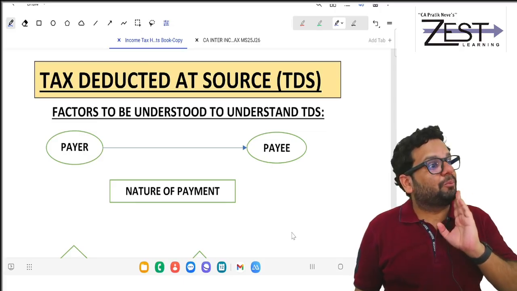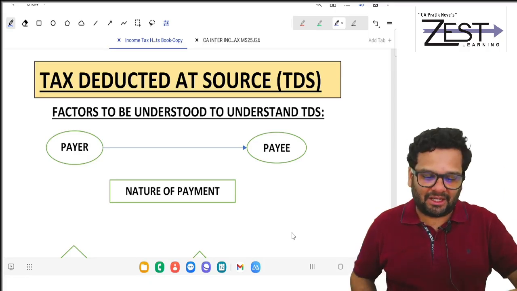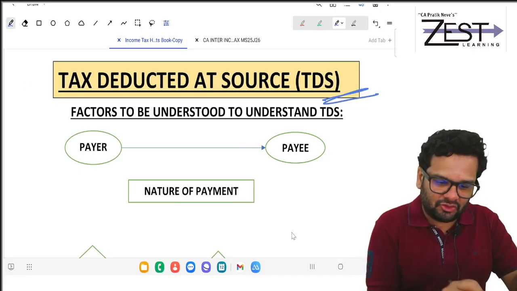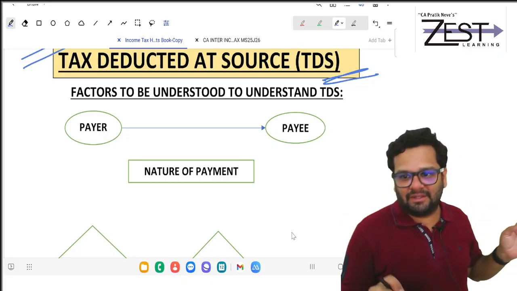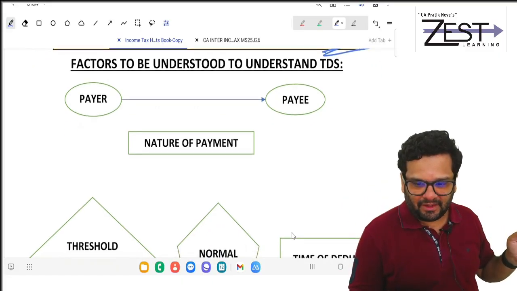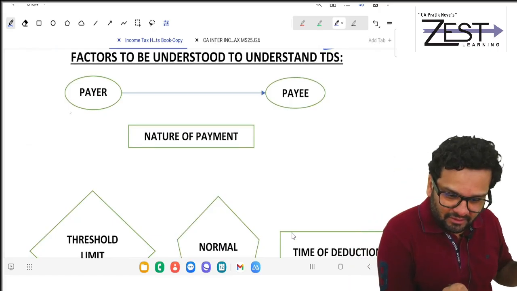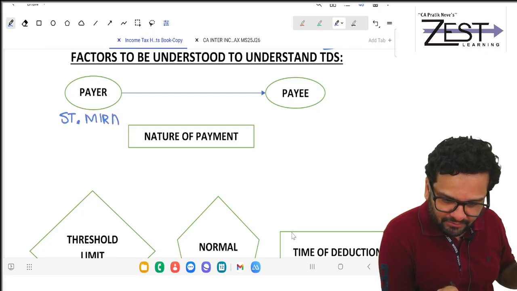Next subtopic is TDS, tax deducted at source. Pay attention. I am going to put some names here. I think I told you that day also. Payer is say St. Mira's, that is one of the colleges in which I am visiting faculty.